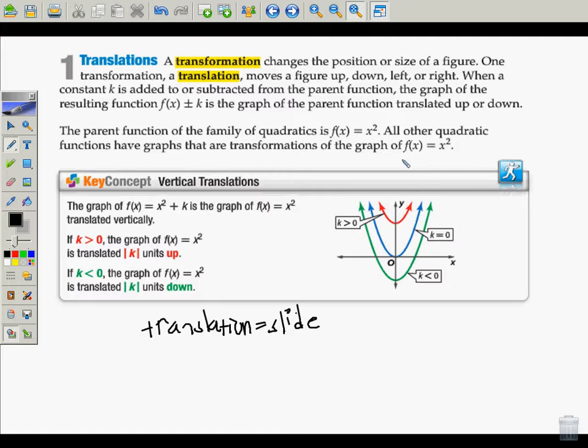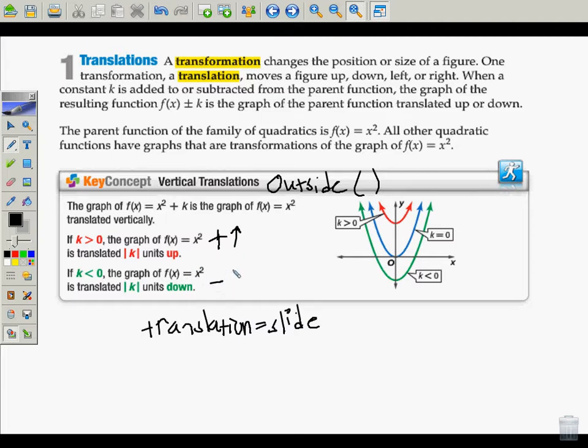Now, first thing we're going to talk about is the vertical translations. This is when you have something added or subtracted to x squared outside of parentheses. So vertical translations are outside parentheses. And if we add something to x squared, we're going to shift up. So that would be k is greater than 0. You can just put a plus sign next to that and then an arrow up. So when we add, we go up. That makes sense. If we subtract, we go down.